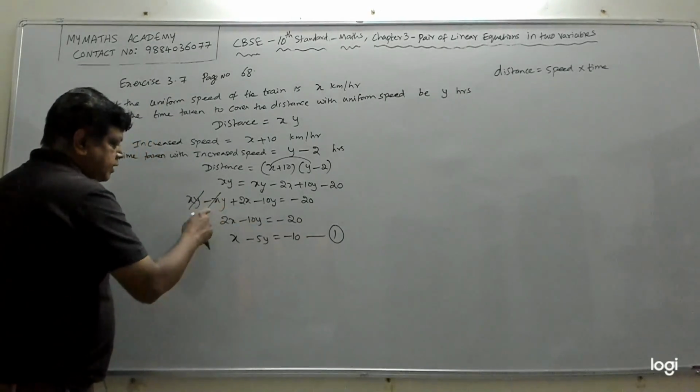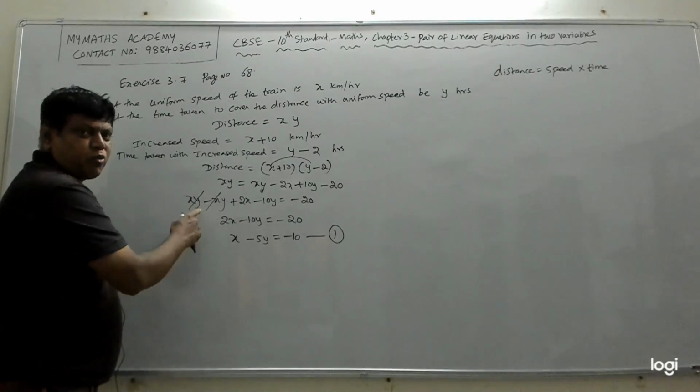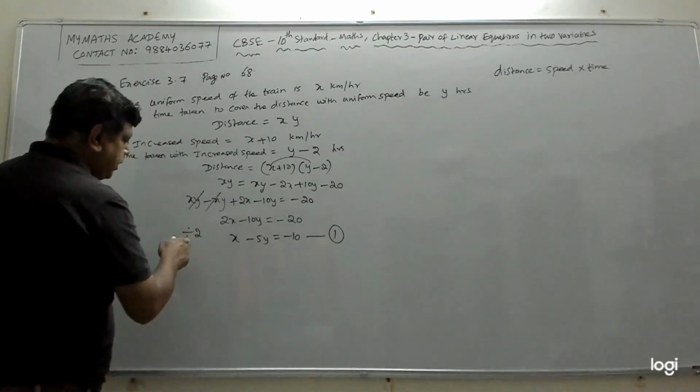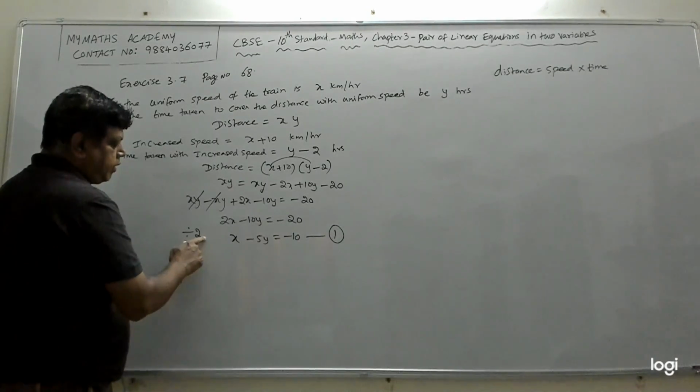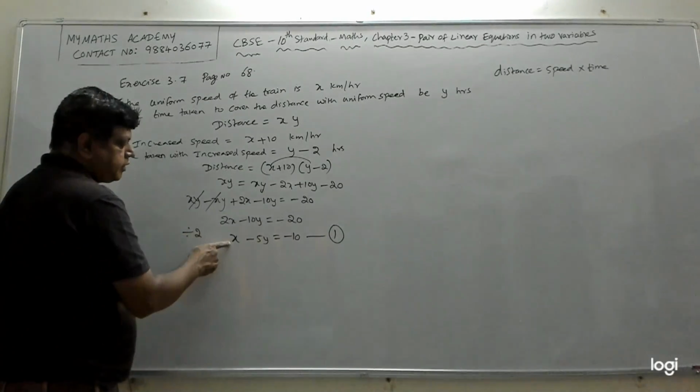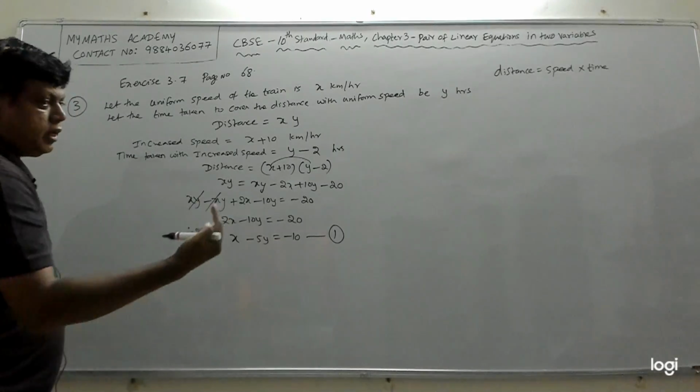Sometimes, if I say cancel, it means I am subtracting or adding, whatever. So we are dividing by 2 throughout. Then I get this equation. By dividing this equation by 2, I get this equation. This is equation 1.